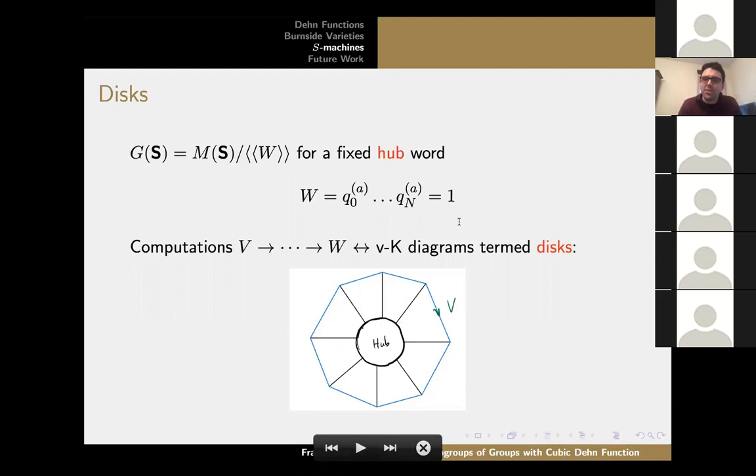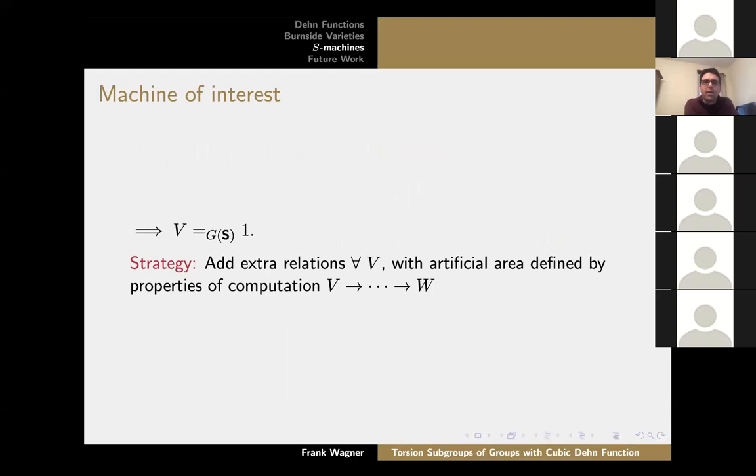Okay, so that means that our word that we can operate on and end up at the hub word is actually trivial over our group that we're looking at here. So the strategy we're going to use here is I'm just going to add extra relations for every one of these and assign it artificial area. And what I mean by that is that if I have some sort of diagram, I can now take my group G of S to be exactly as it was defined before. So the natural presentation of G of S, and then also give it these extra relations where V was anything that could have been.